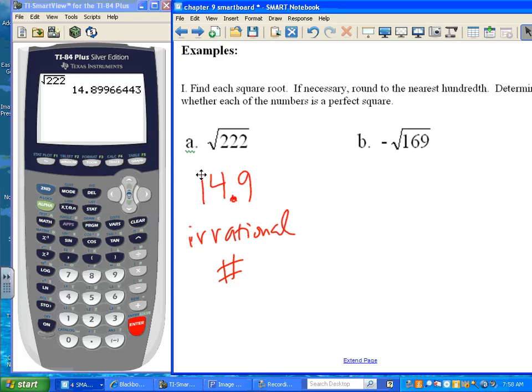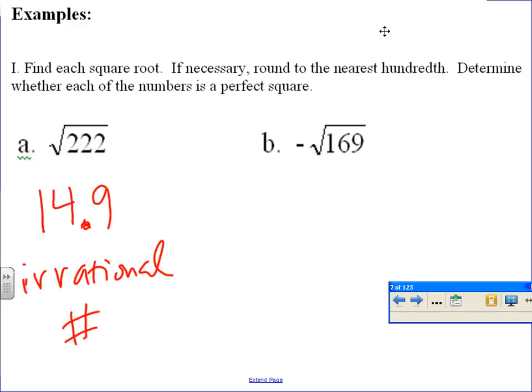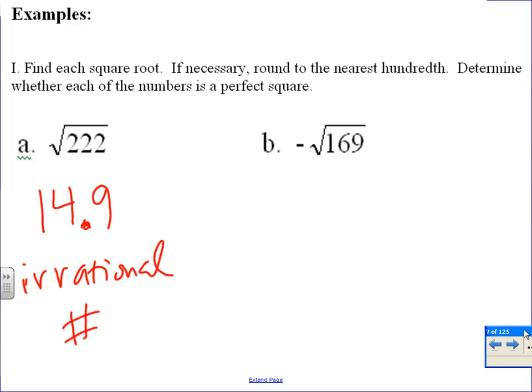Remember, irrational is like what? What did I always used to relate that to, Grace? Good, pi. It just goes on forever, it never repeats. Irrational. Okay, what about negative square root of 169? Some of these you should know, or if not today, by tomorrow, hopefully. Amberly? Good, negative 13.